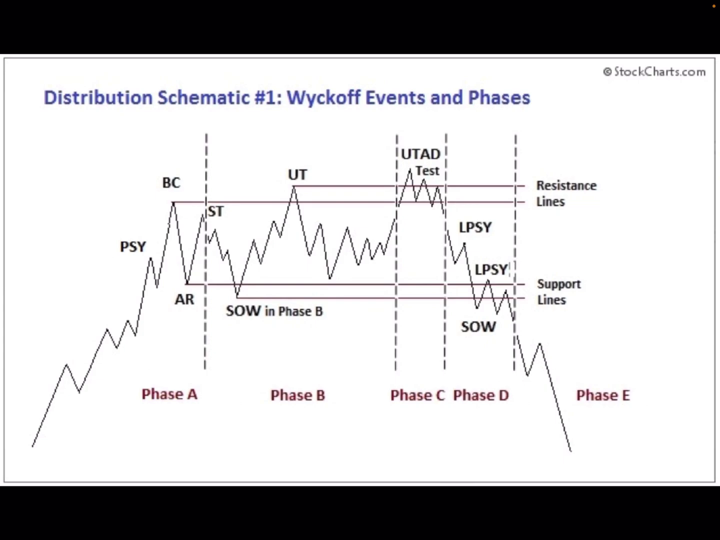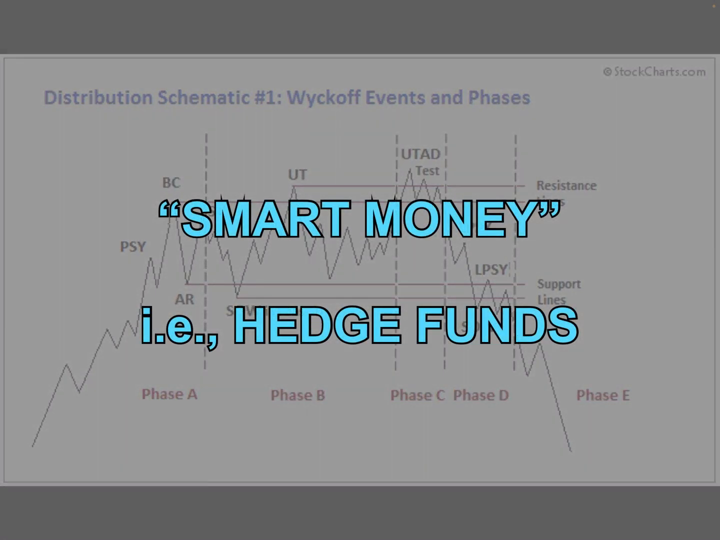It's not terribly important that you know what all of these abbreviations mean. UT is like upthrust. That's like a sign of weakness, SOW. Anyways, basically, this is his classic distribution top, as in people are taking profits, right? Like the smart money, quote unquote, is taking profits.